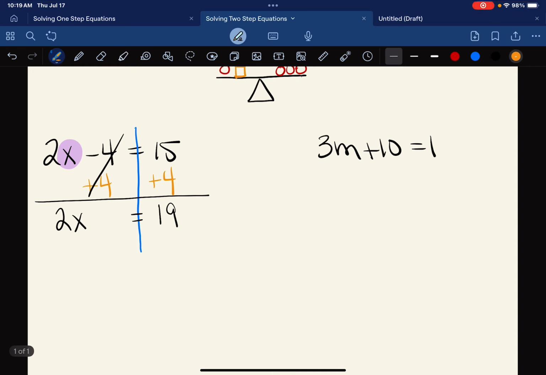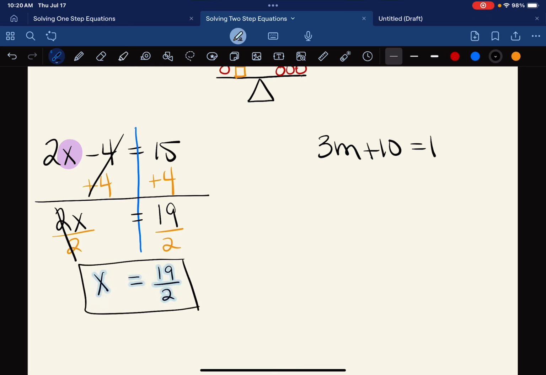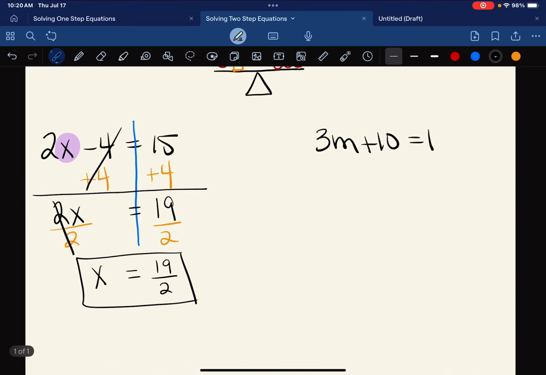Now I can divide both sides of my equation by 2, because remember, this 2x has kind of an invisible multiplication symbol in between them. So the inverse of multiplication is division. So we divide both sides by 2. And 2 divided by 2 just gives us 1. So we have 1x, or just x, equals 19 over 2. Now 19 over 2 cannot be reduced. If you want to turn it into a mixed number, you can, but it's completely appropriate to leave it as an improper fraction. All right, let's try another one.